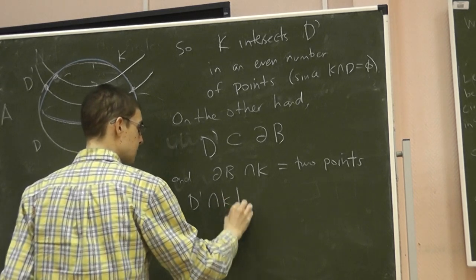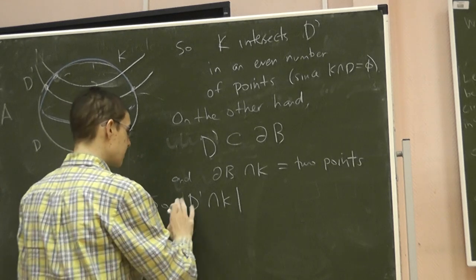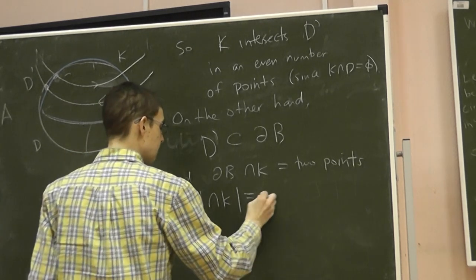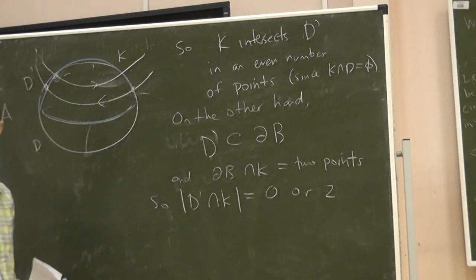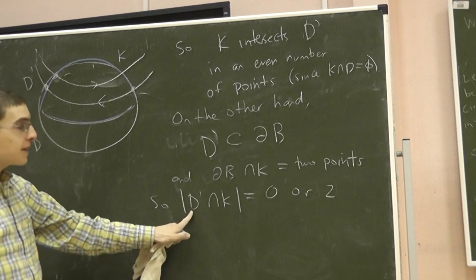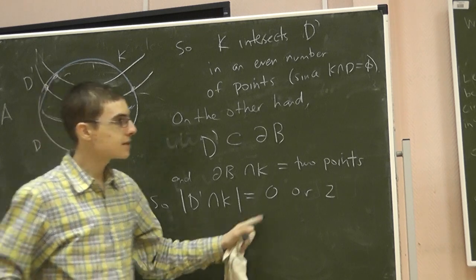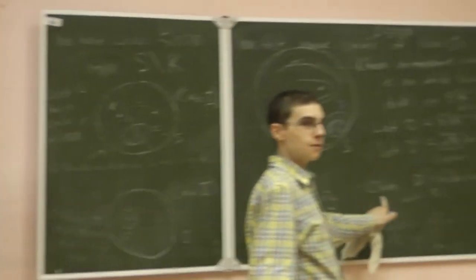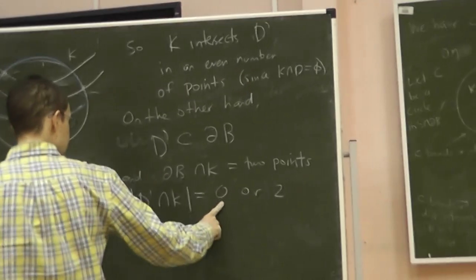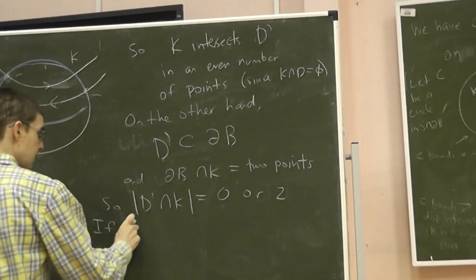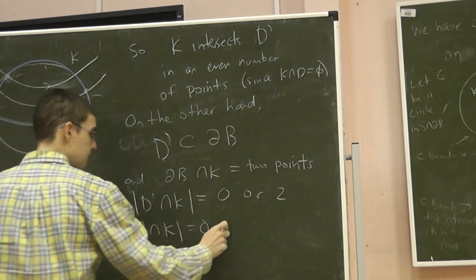Okay. So either the number of intersection points equals zero or two. Does this make sense? If I put bars around, it means the number of points. Yes. Equals zero or two. Okay. So now, if D prime intersects the knot K in 0 points, then we're done. Okay. So if it's zero, then we're done.